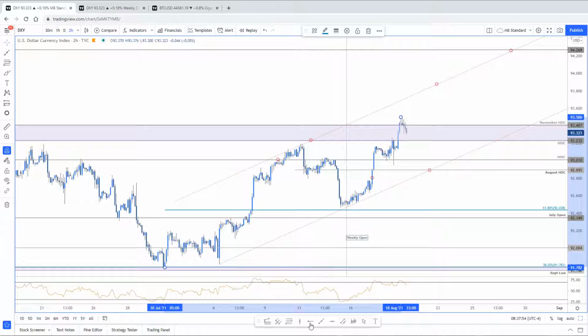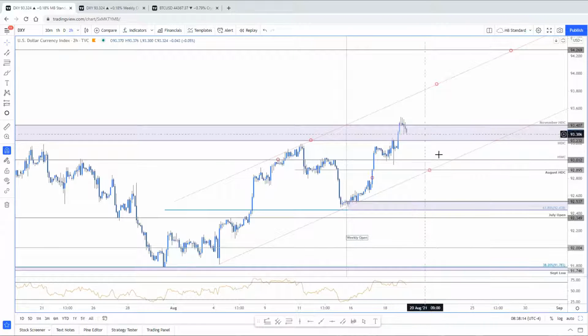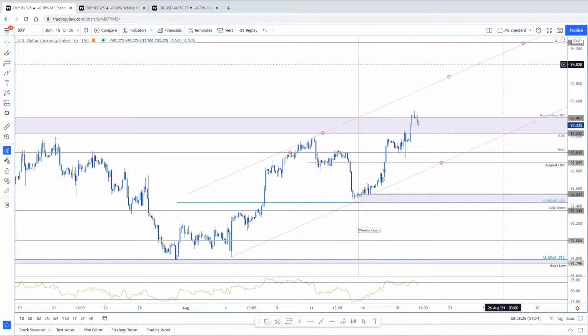Do this. Take a picture of this. It's the same chart. Here's your weekly open, the 618 and the July open. I'd highlight this. Anything below that, big trouble. Ideally, near term, nothing surpasses 92.89. Looking for a stretch above 93.80s. But I do want to highlight that weekly open on the 618. That's a pretty critical region now. All right, so that's DXY.